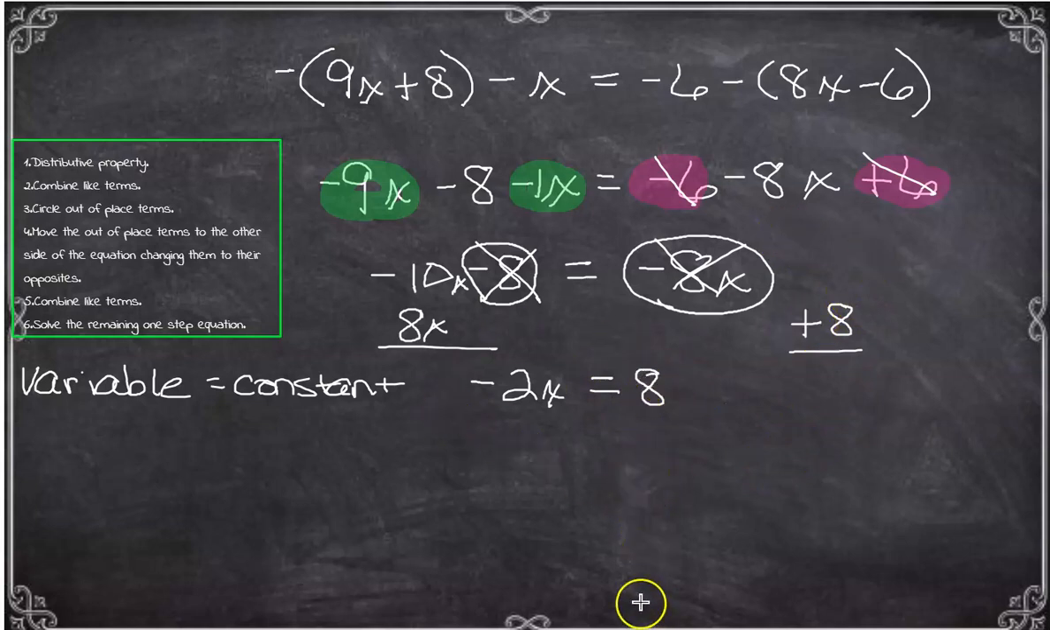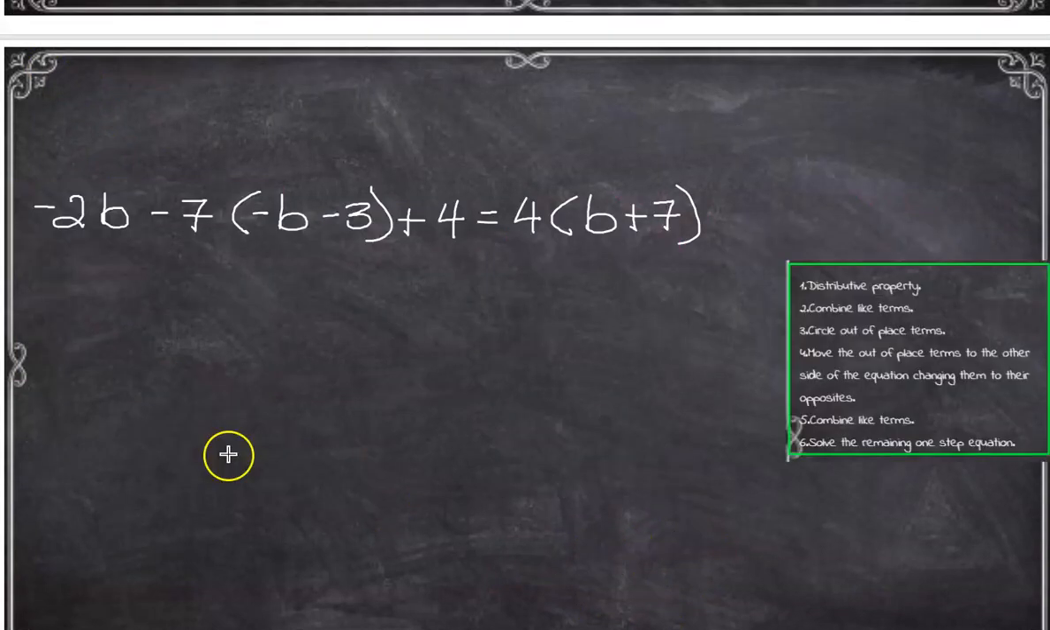Now I'm left with a one-step equation, and number 6 says solve the remaining one-step equation. So just divide by negative 2 on both sides. x equals negative 4. We're going to look at one more multi-step equation.